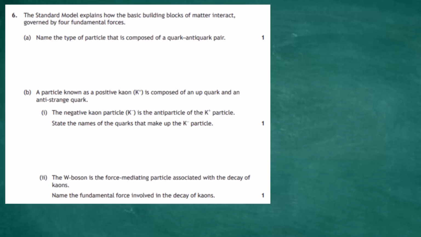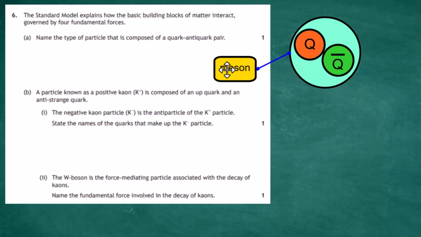Question 6 from Section 2 of the 2022 Higher Physics Examination from the SQA. The Standard Model explains how the basic building blocks of matter interact, governed by 4 fundamental forces. For 1 mark in Part A, it's asking us to name the type of particle that's composed of a quark and an antiquark pair. Well, a particle composed of that quark and antiquark pair is a meson.